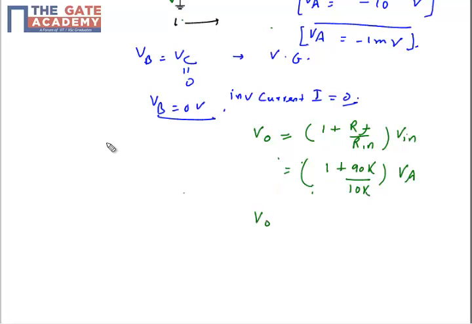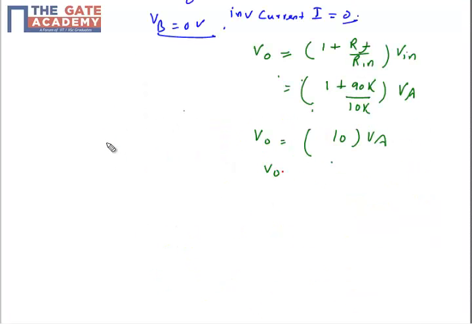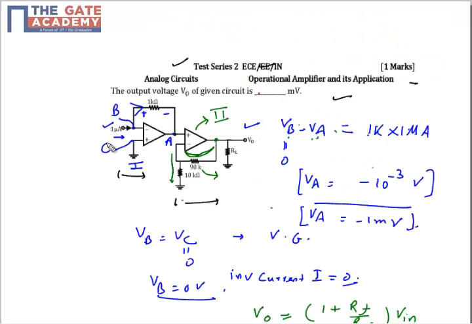So let's find out my V0. V0 will be equal to 10 times VA. VA we know is minus 1 millivolt. So my V0 will be nothing but minus 10 millivolt. Right? So the question says to give the value of V0 in 10 millivolts. It will be minus 10. So our output will be minus 10.